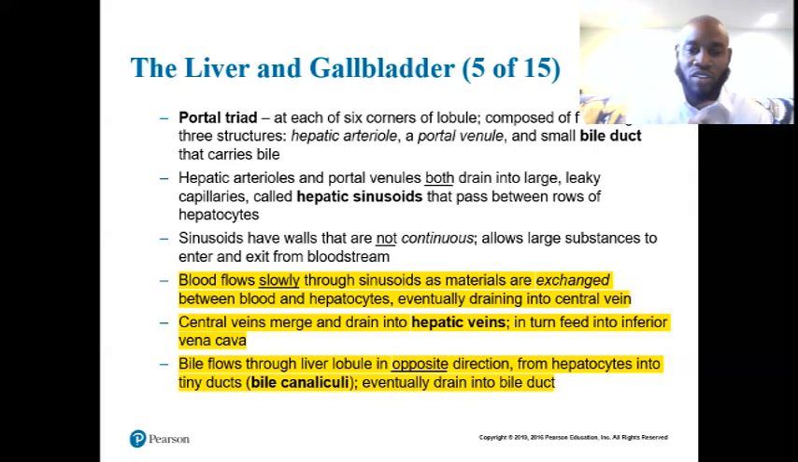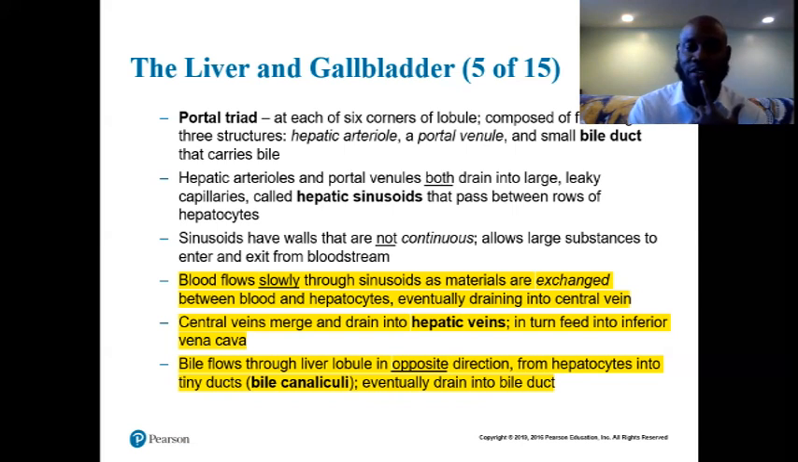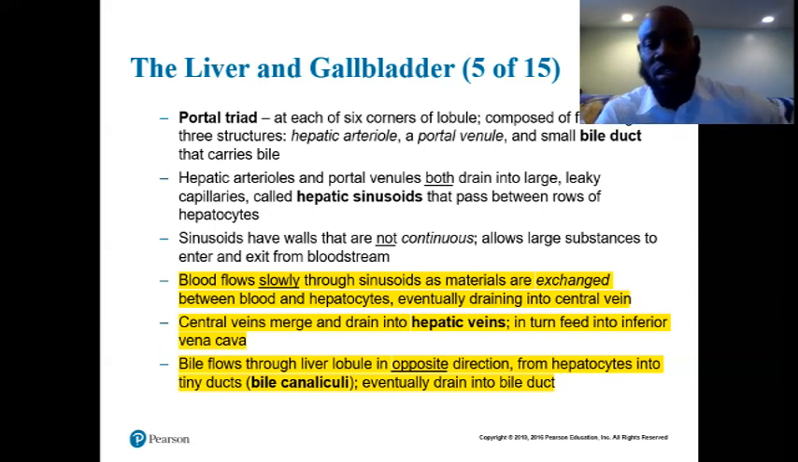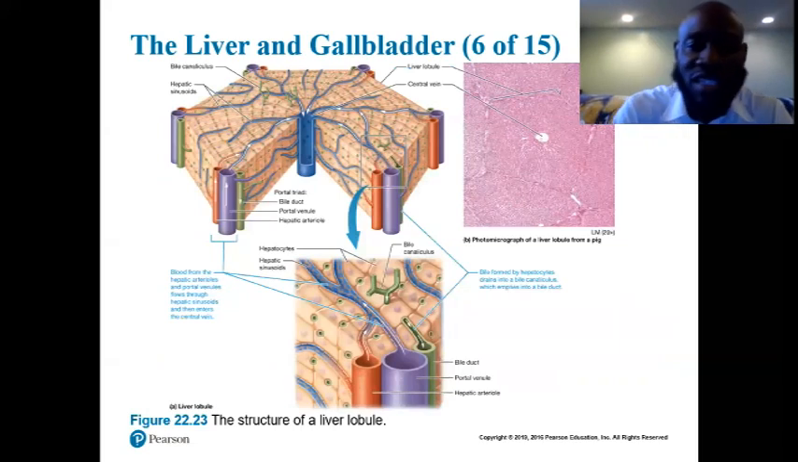Blood flows slowly through the sinusoids as materials are exchanged between blood and hepatocytes, eventually draining into a central vein, which merges into the hepatic veins, and in turn feed into the inferior vena cava, that's blood coming from below the diaphragm back to the right atrium. Bile flows through the liver lobule in the opposite direction, from hepatocytes into tiny bile ducts, eventually draining into the bile duct. All right, so this is the basic structure of the liver.